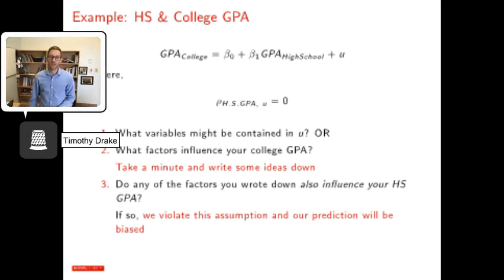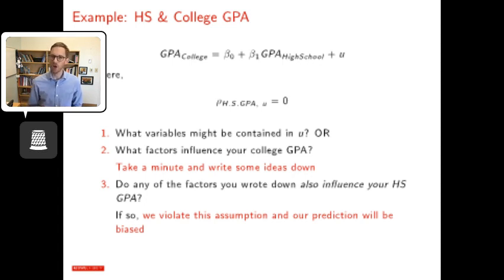Okay, so take a moment and just think about it. What other variables might be contained here in the error term, or U? That is, what other factors influence your college GPA? I think it's nice to do a step-by-step process. So take a moment and think about what are some factors that influence my college GPA? Write those down. And then the question is, did anything that you listed in that list also influence your high school GPA? Are there common factors?